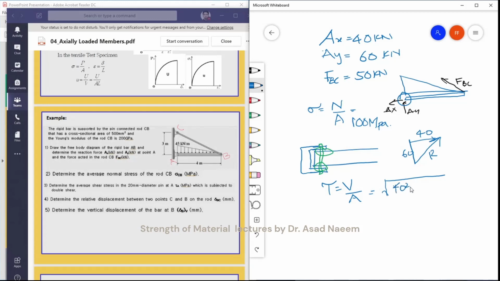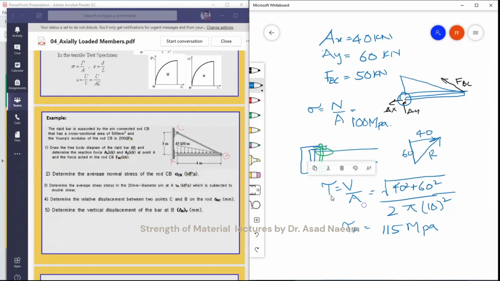Okay? This will be the square root of 40 square plus 60 square, divided by, now we have two areas, so either we divide the force by 2 or we can multiply the area by 2. Pi r square, where the diameter is 20 millimeters, so r will be 10 millimeter. This comes out to be, tau at A position will be 115 megapascal. Okay, so this was one of the mistakes in the assignment.